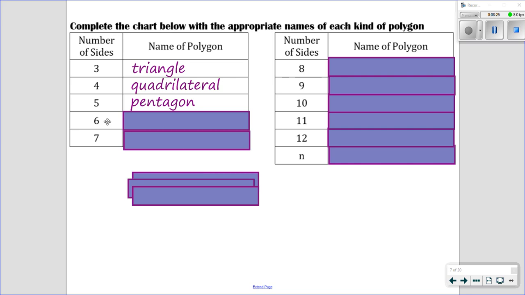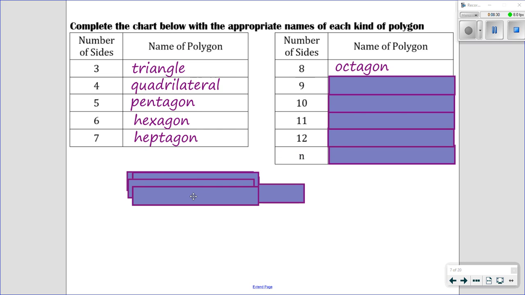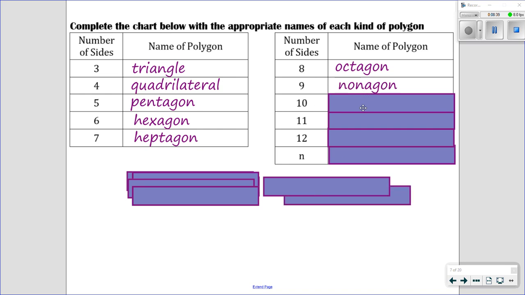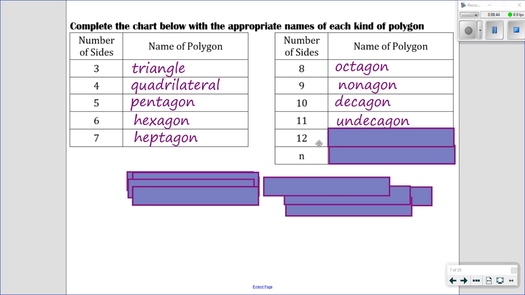Pentagon. That's 6, which is hexagon. 7, heptagon. 8, octagon, just like the stop sign. And then we have 9, nonagon. 10, decagon. 11, undecagon. We're not going to use 11. I mean, there might be examples that ask how many sides, and you would just say it's 11 or whatever. But this is not really commonly used. The other ones that I've mentioned are commonly used. And then you got 12, dodecagon. And anything with n sides is an n-gon.